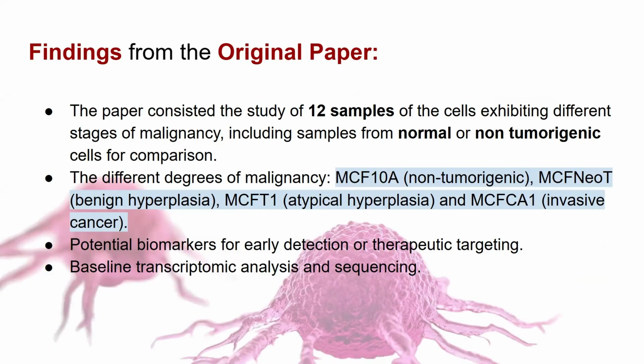First was MCF10A, which contained normal breast cells, or we can also say non-tumorigenic cells. Then MCF10AneoT, which was for benign hyperplasia, which means non-cancerous cell overgrowth. And then we move to MCF10AT1, which contained cells for atypical hyperplasia, which is a precancerous condition. And then MCF10CA1, which are for invasive cancer cells.